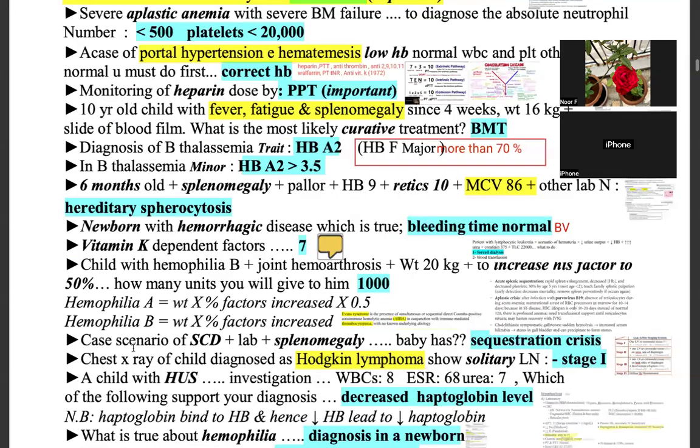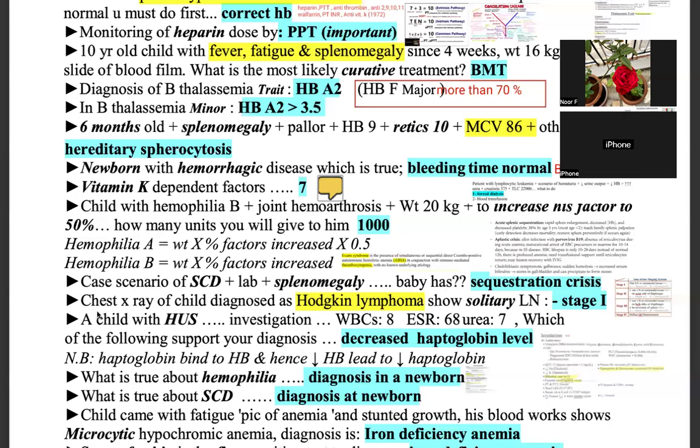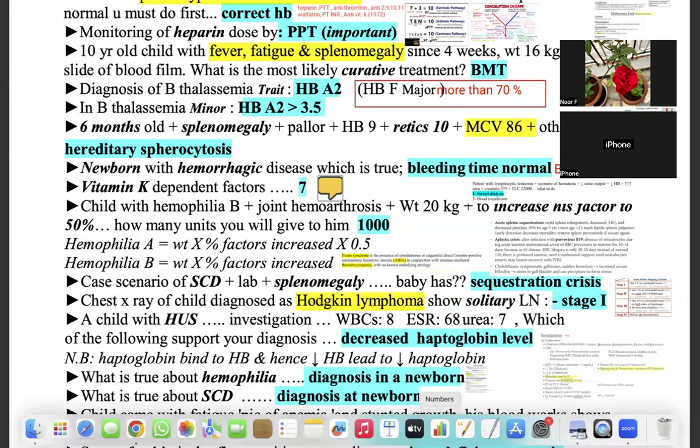Okay, next question. The same thing is given in the other book also. Now, a case scenario of sickle cell disease plus lab plus splenomegaly. Usually, sickle cell disease with splenomegaly means it will be sequestration crisis. Because in sickle cell, as the child grows, by 5 or 6 years of age there should be autosplenectomy. In children, usually there will be sequestration crisis.